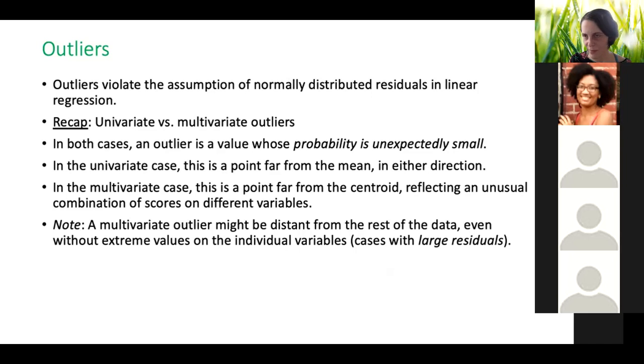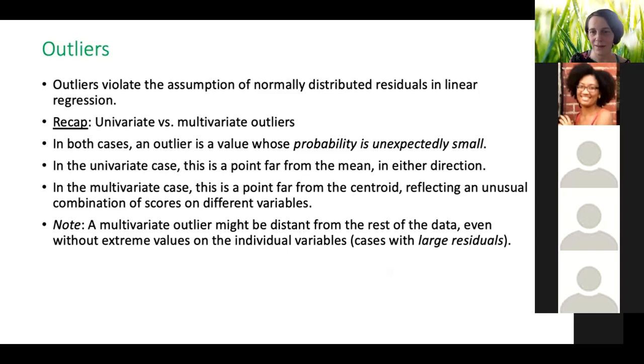It's very important to keep in mind that the multivariate outlier might be distant from the rest of the data, even without extreme values on the individual variables. So that means a multivariate outlier does not need to be a univariate outlier. It's possible that a data point is a multivariate outlier and it's perfectly good looking in terms of the univariate distributions.